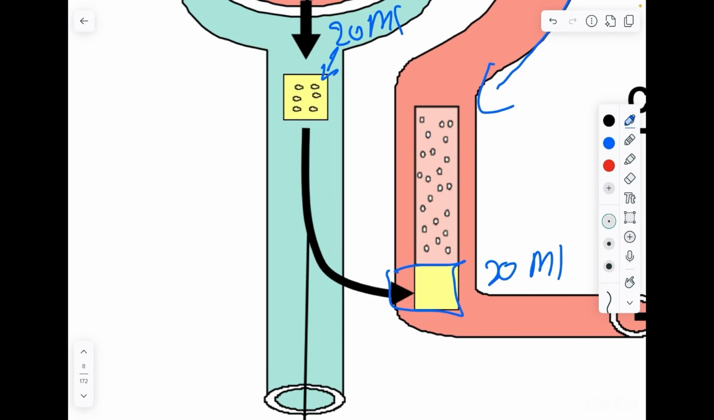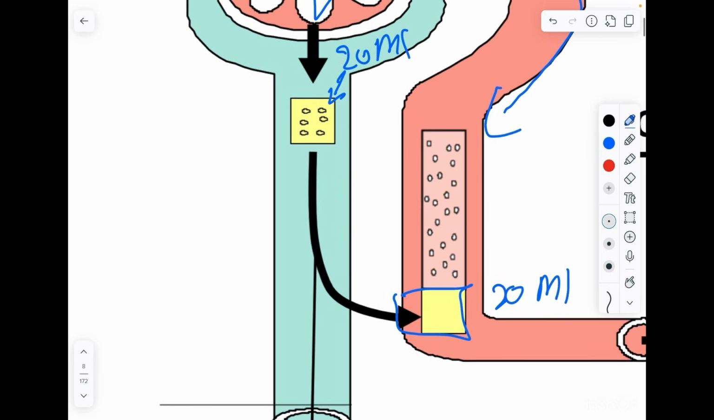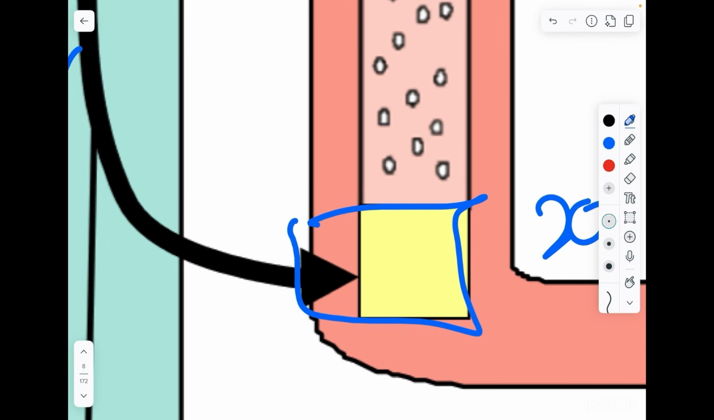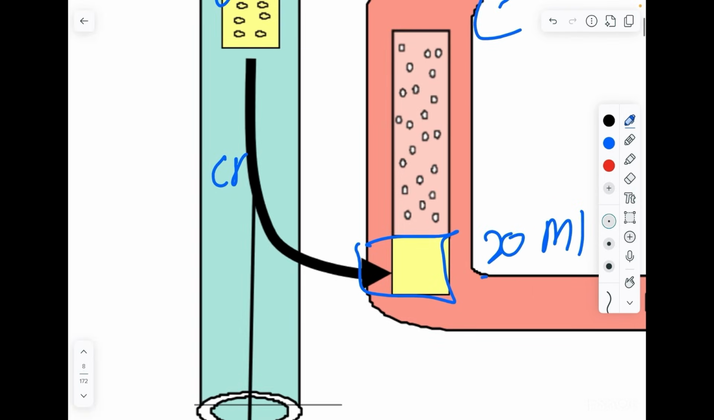Now, if this amount is reabsorbed, but for example, let's say we had some creatinine here. Creatinine has not been reabsorbed, so it's still here. But the plasma that got out, the water that had been reabsorbed, does not have creatinine. And how much is that amount? 20 milliliters. So when we say clearance of creatinine, how much is it? We will say in this case it's 20 milliliters.